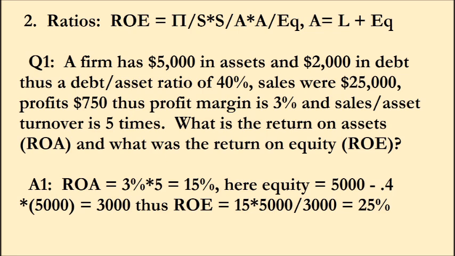If you multiply the profit margin times the turnover ratio, notice again the sales cancel. That's 3% times 5, which is 15% for the ROA. For the ROE, that's for the stockholders if you like, recalling that we have $3,000 in equity, we multiply times the 5 in assets and divide by the 3 in equity, getting 25% versus the ROA of 15%. And it's always the case the ROE will be equal to or greater than the ROA.